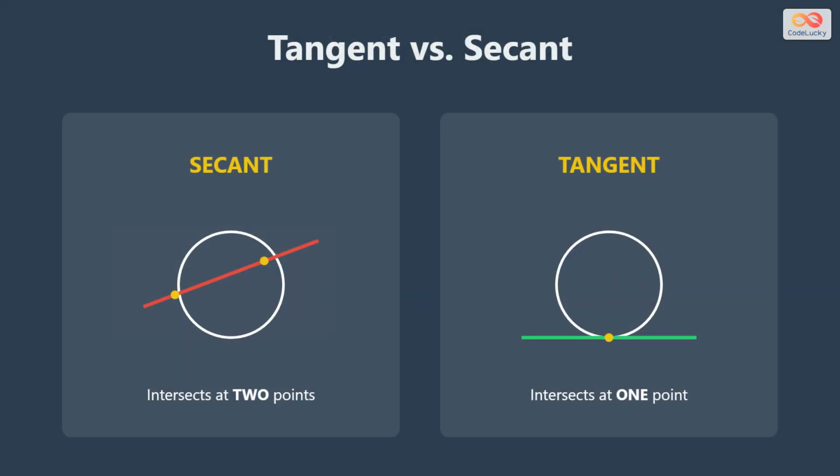To understand this better, let's compare it to a secant. On the left, you see a secant line. Notice how it enters the circle and exits it, intersecting at two distinct points. On the right is our tangent. It does not enter the interior, it intersects at only one point. That is the key difference. Secant equals 2 points, tangent equals 1 point.